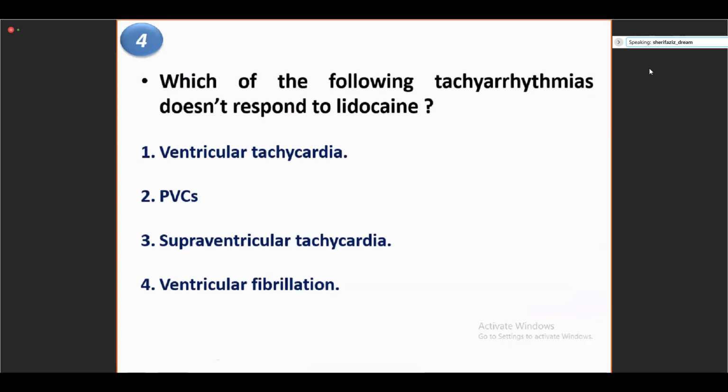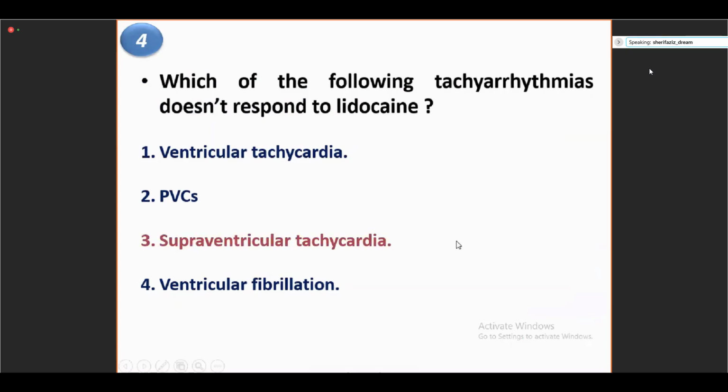Let's move to the other question, number 4. Which of the following tachyarrhythmias doesn't respond to lidocaine? Ventricular tachycardia, PVCs, supraventricular tachycardia, ventricular fibrillation. Can anyone answer this question? Yes, the question started to appear. That's right. So the answer here is supraventricular tachycardia.